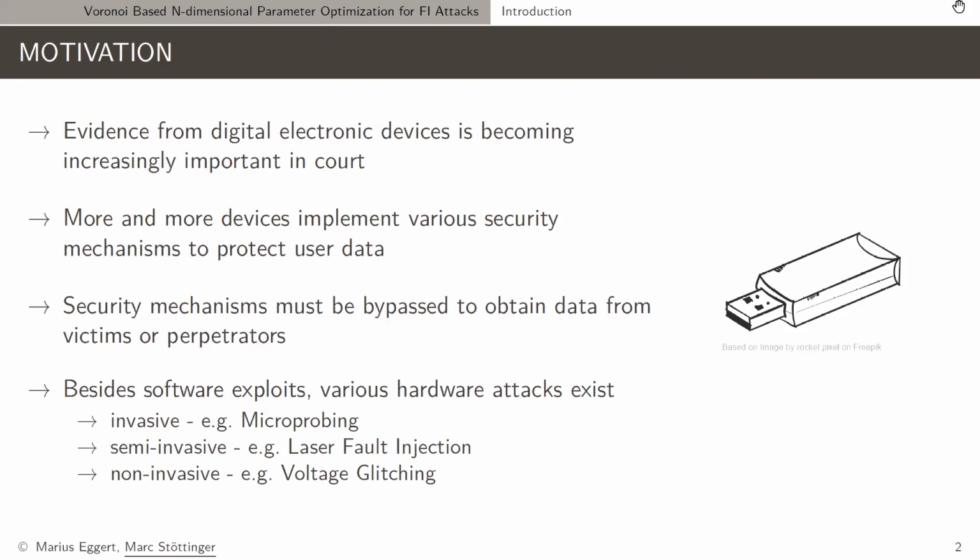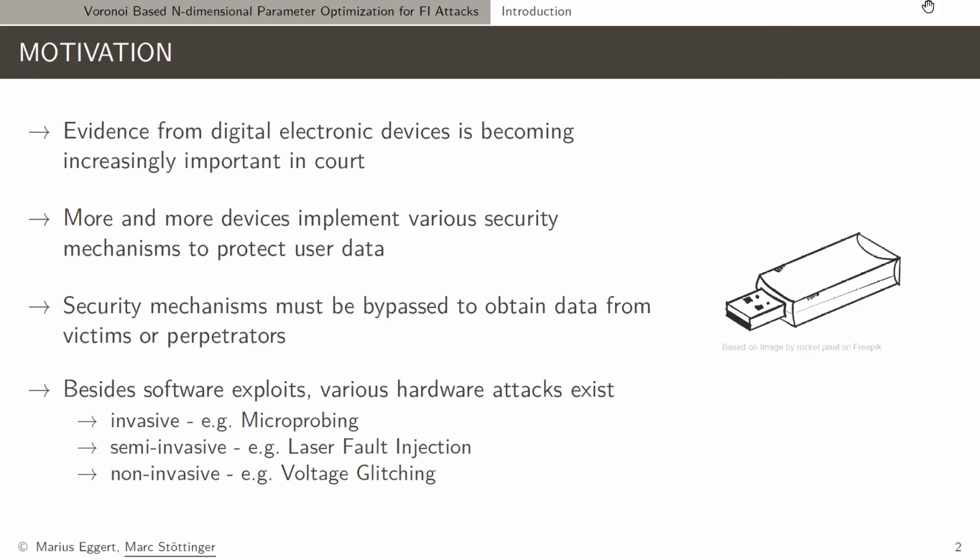Some of the devices use software to protect the data. Some of them are more mature, to say, and use hardware protection mechanisms. For that, you need to go not for software exploits for sure, you more likely need to attack the hardware which is protecting the scheme. And therefore you can go with invasive attacks to circumvent this hardware security measures. You can go for semi-invasive attacks like laser fault injection attacks and non-invasive attacks, for instance, voltage glitching attacks.